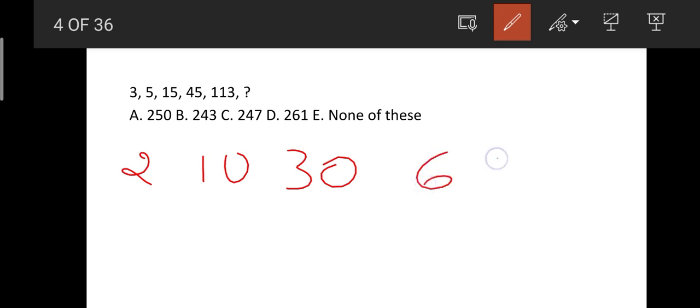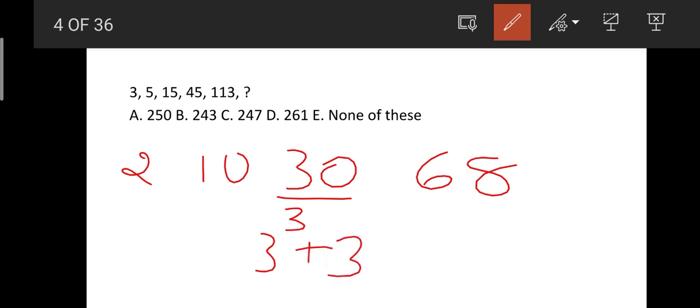If you take the difference here, for 3 to 5 the difference is 2, and then for 5 to 15 the difference is 10, and then 15 to 45 the difference is 30, and then 45 to 113 the difference is nothing but 68. Okay, if you have observed here, I have told you a keyword, that is 30 is very useful for us. It may be 3 cube plus 3 or 5 square plus 5. Okay, 5 square plus 5, that is 25 plus 5, 30, or else 3 cube plus 3, that is 27 plus 3, then you will get 30. So I think now we have got the answer.